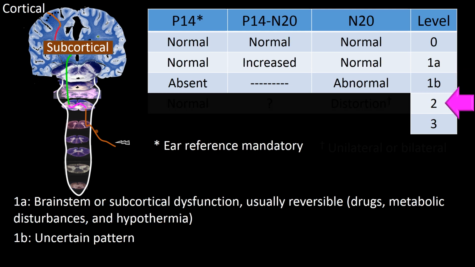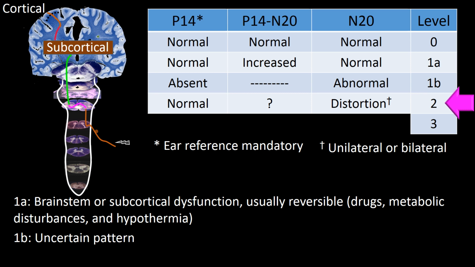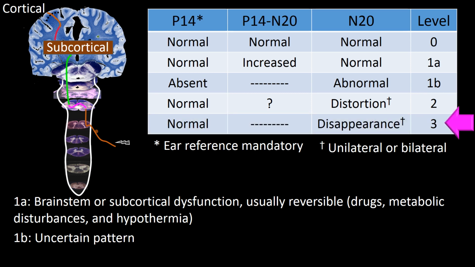Level 2 consists of the presence of a normal P14 and a distorted N20. The distortion may be unilateral or bilateral. Level 3 is also characterized by a normal P14 and the disappearance or absence of N20. The word used in the classification is disappearance, which I assume, if the study has never been done before, that it implies absence.